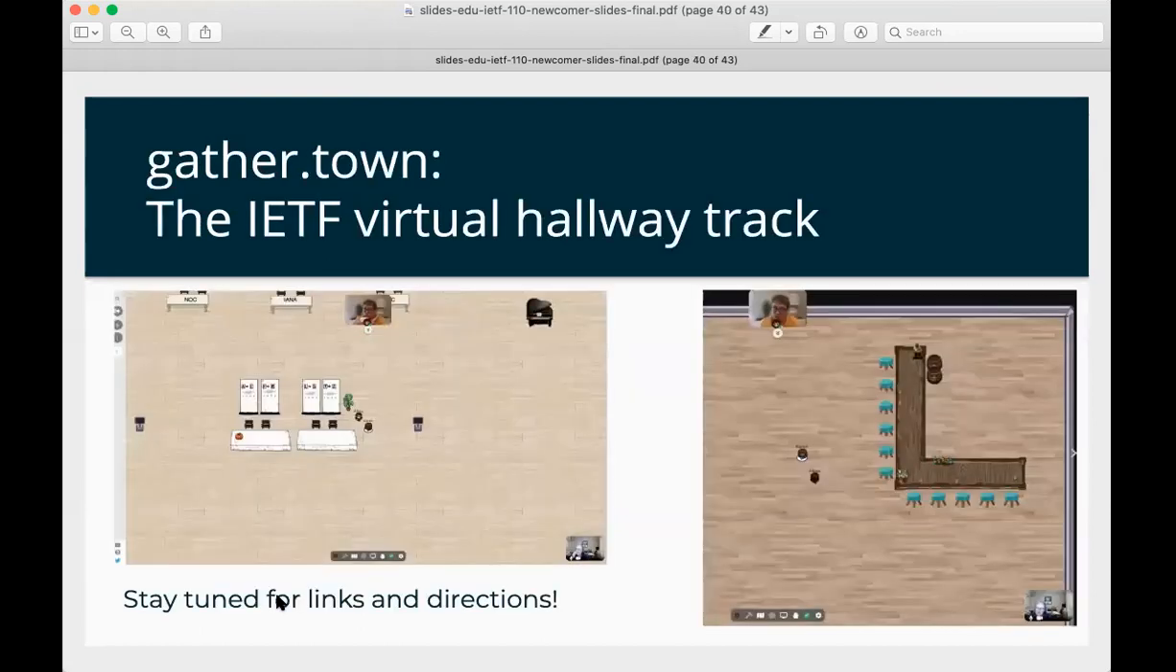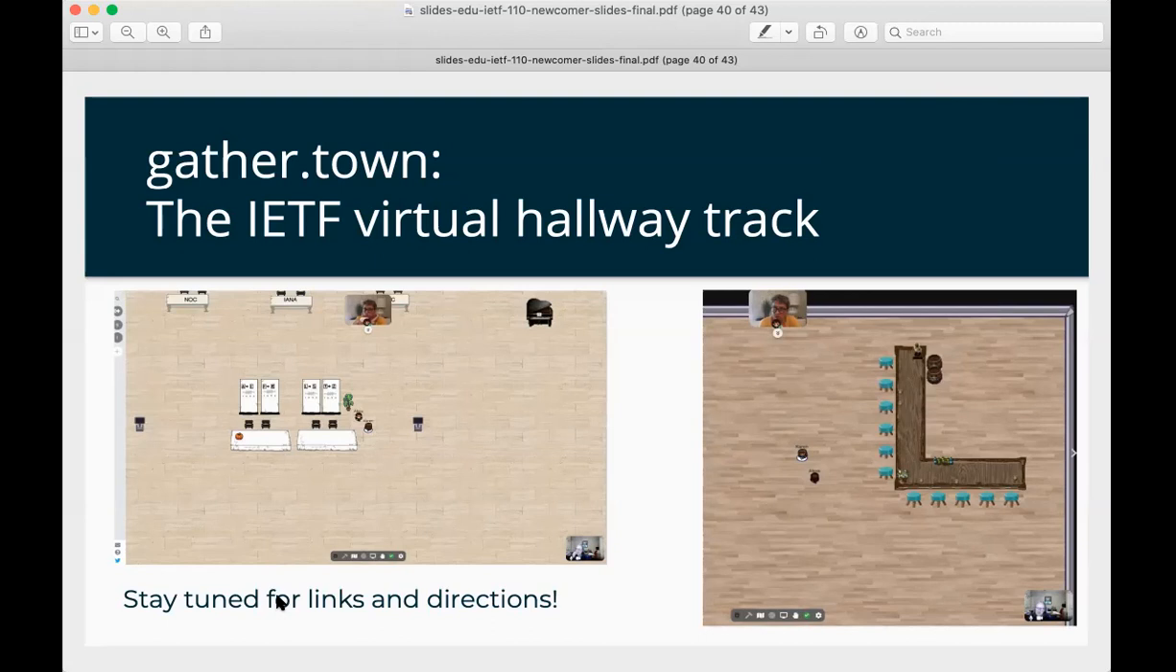I talked quite a bit about GatherTown through all of this. It is basically our virtual hallway track, our social platform. If you look at the picture on the left, you can see a registration desk, and you'll often find secretariat staff there, and there'll be posted hours for when people will be there. And if you look at the very top of the left-hand picture, you can see a NOC desk, an IANA desk, and I'm pretty sure that's the RFC editor desk there. Each of those desks will have staff at them during posted hours.